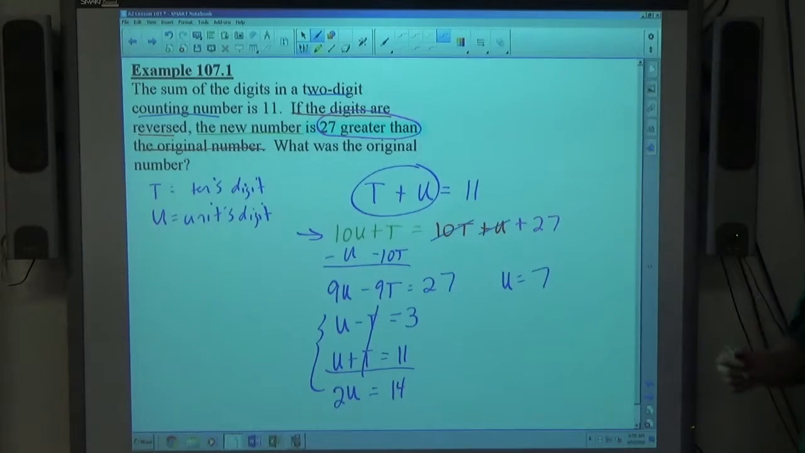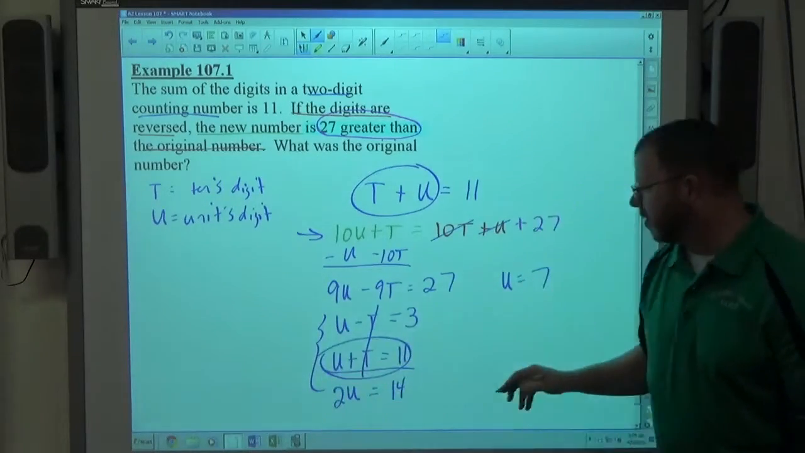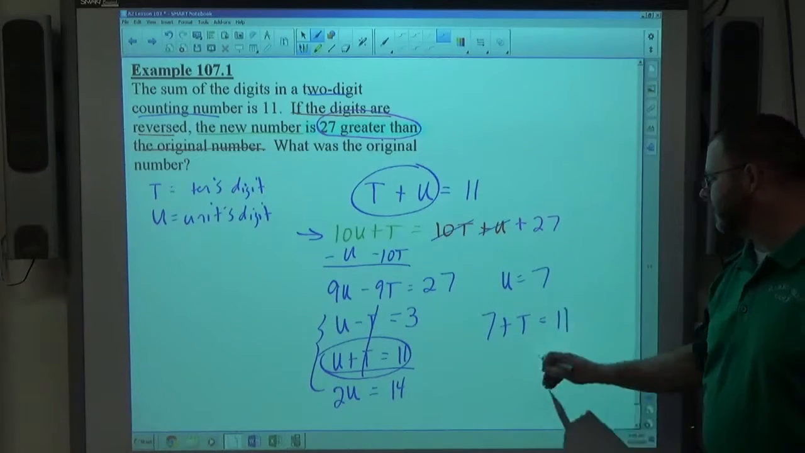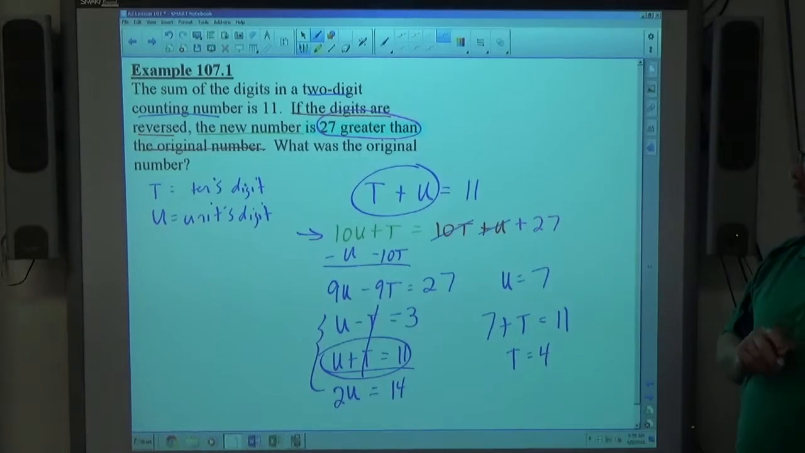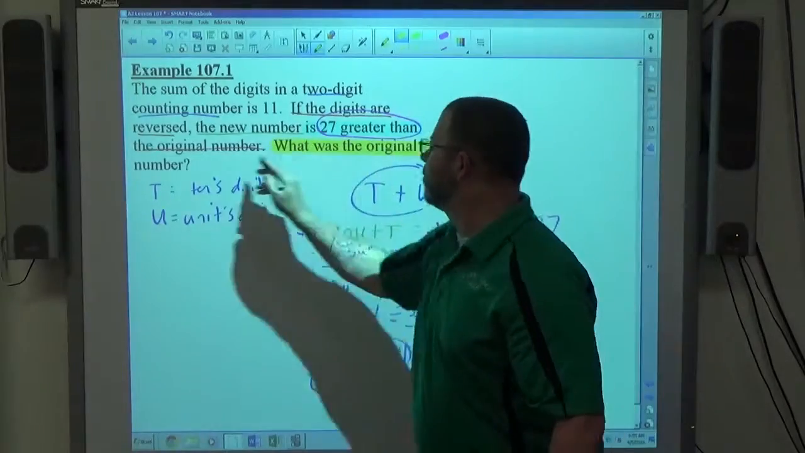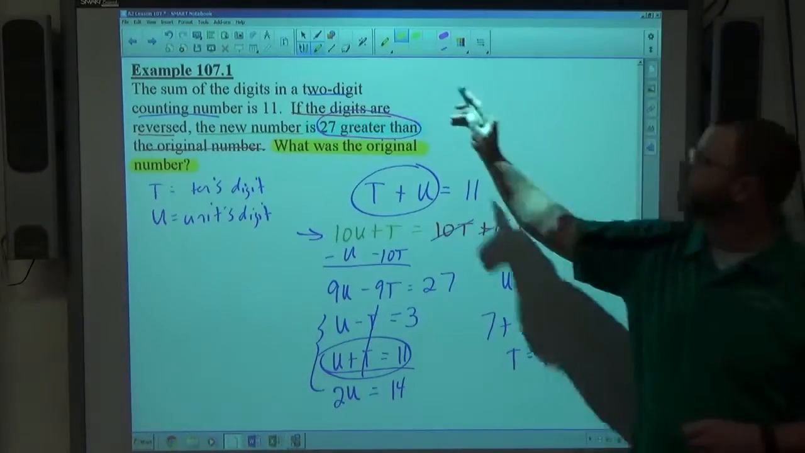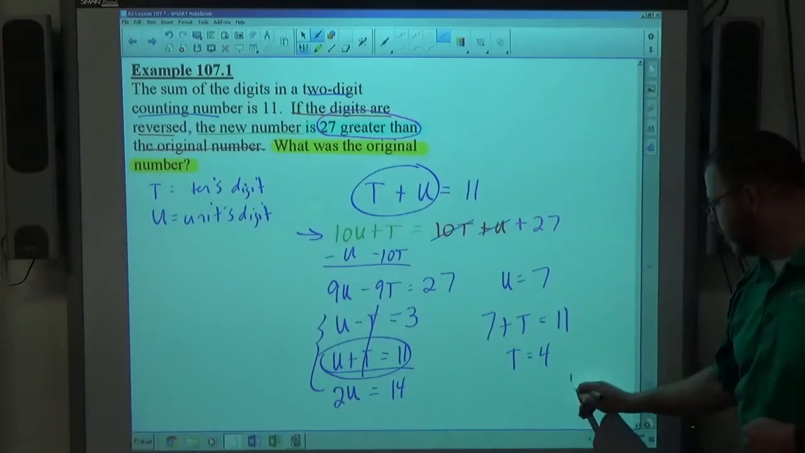Once we know what u equals, I go back to one of the equations. I'm going to go here. That says u plus t is equal to 11. U, which is 7, plus t, which we don't know yet, is equal to 11. That makes t equal to 4. The question that they're asking us to answer here is, what was the original number? What's the structure of the original number? TU, right? So the original number TU is going to be 47.